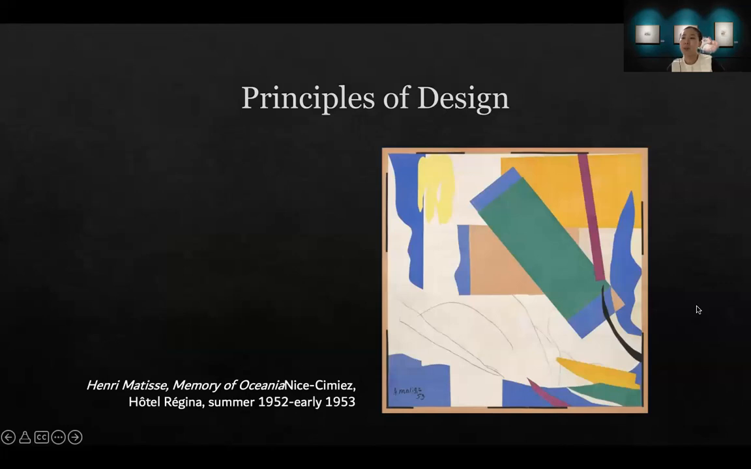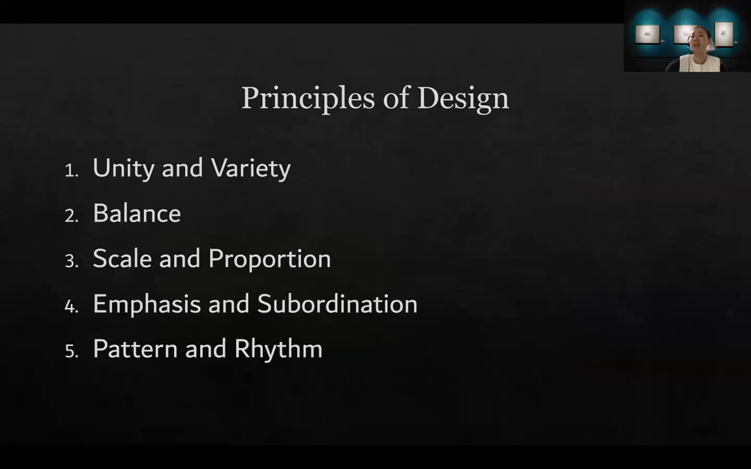So in other words, composition is the organization of all the visual elements within a work of art. And artists design their compositions using guidelines known as the principles of design. So we're going to see the principles of design today. There are 5 principles of design: unity and variety, balance, scale and proportion, emphasis and subordination, and pattern and rhythm.